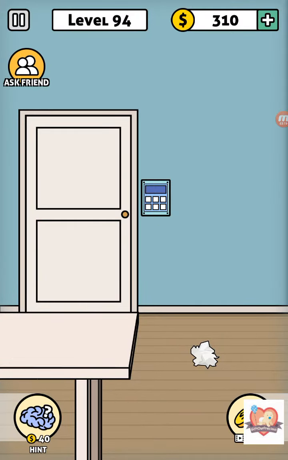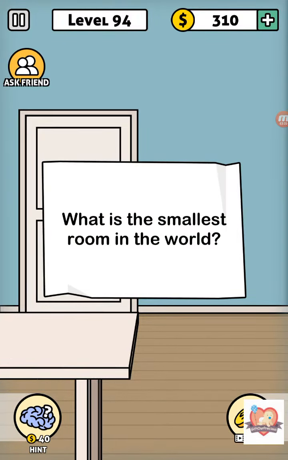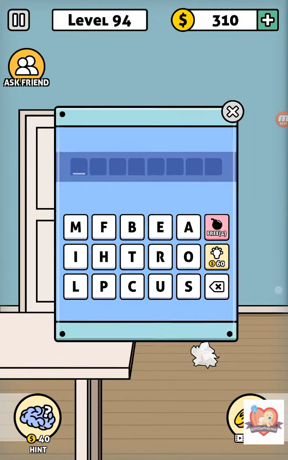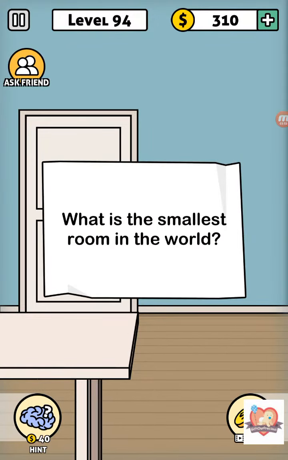Okay. What's this paper? What is the smallest room in the world? Bathroom? B-A-T-H-R-O-O-M. Bedroom? No. Lack of one alphabet. Smallest room? What is the smallest room in the world?